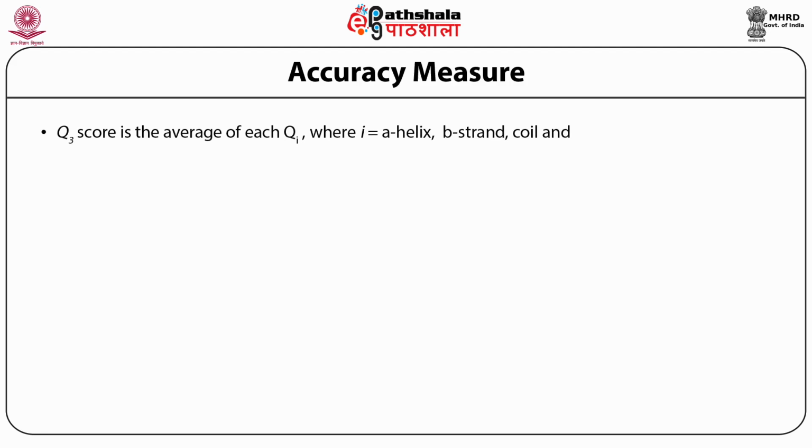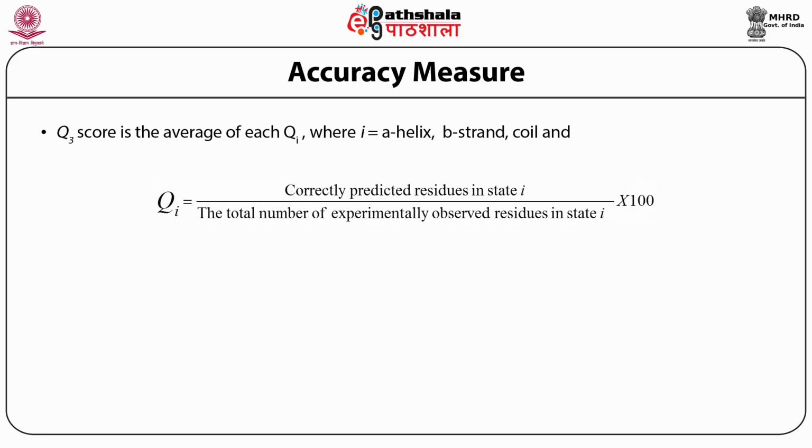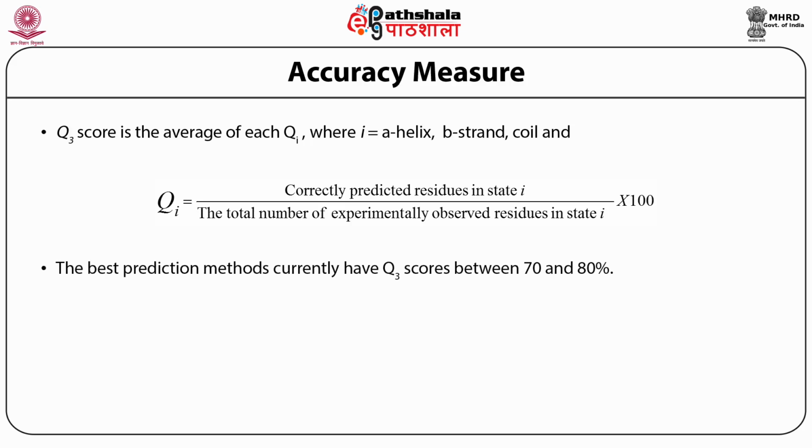The Q3 score is the average of each Q values measured individually for helix, sheet and coil states, where Q values are defined as the percentage of correctly predicted residues in the particular state to the total number of experimentally observed residues in that state. The best prediction methods currently have Q3 scores between 70 to 80%.